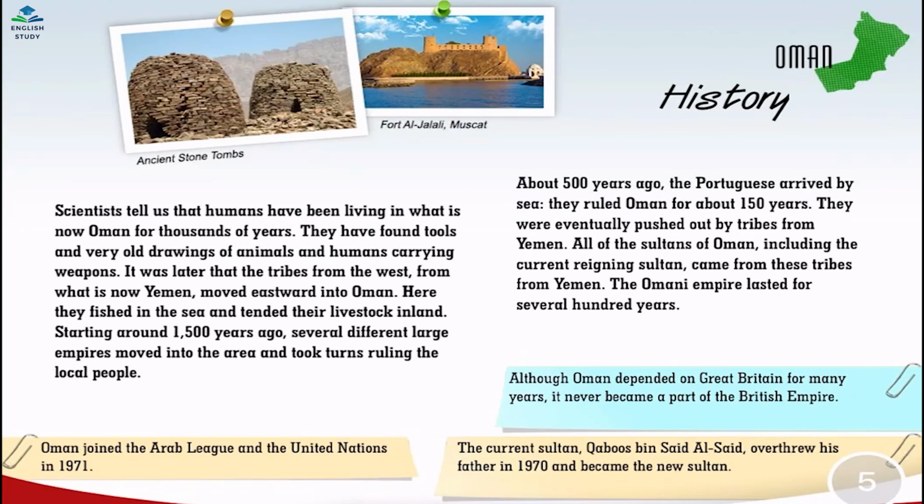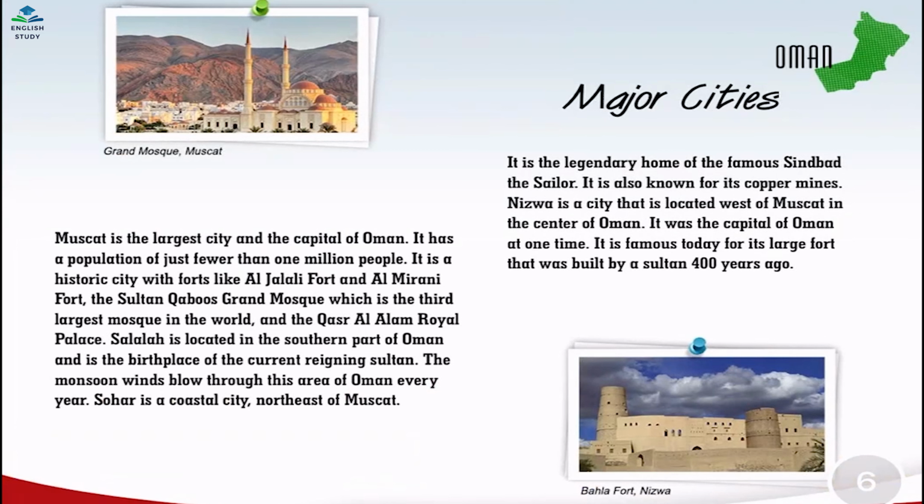Major cities. Muscat is the largest city and the capital of Oman. It has a population of just fewer than 1 million people. It is a historic city with forts like Al-Jalali Fort and Al-Mirani Fort, the Sultan Qaboos Grand Mosque, which is the third largest mosque in the world, and the Qasr al-Alam Royal Palace.